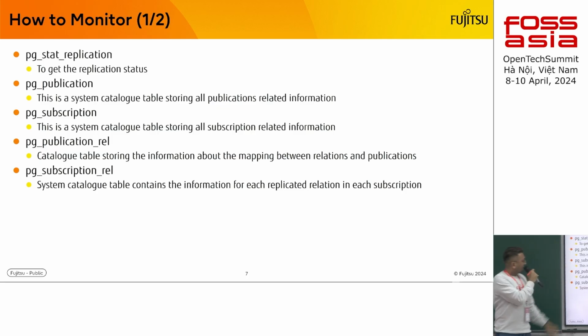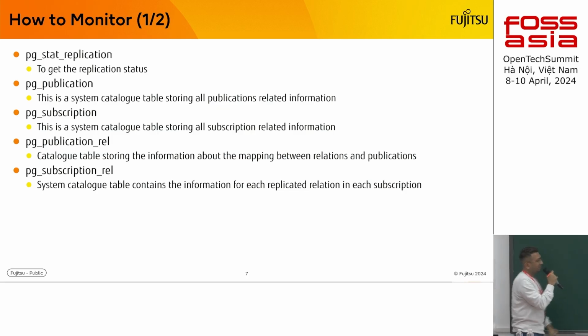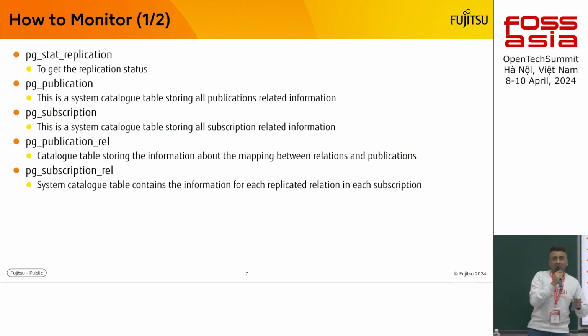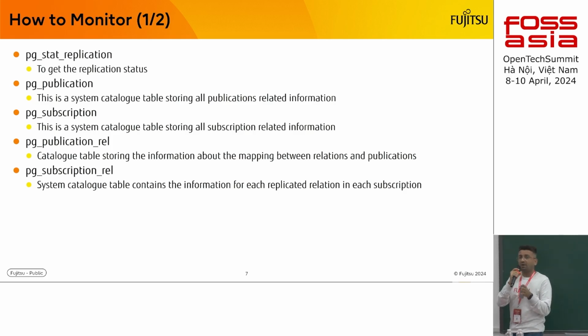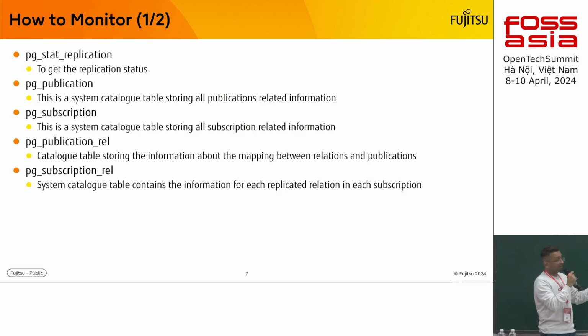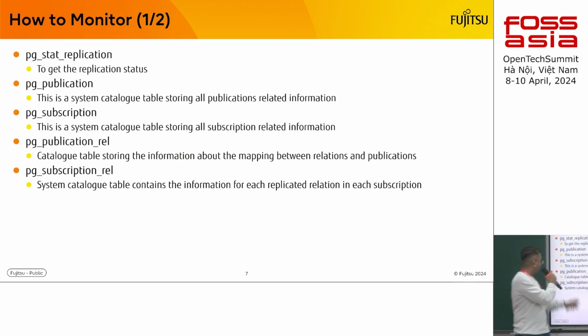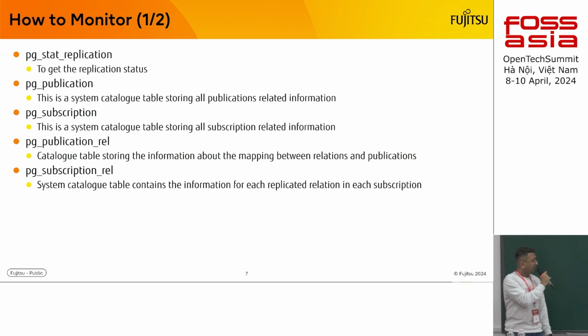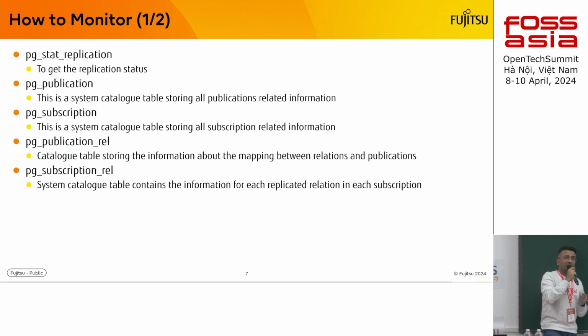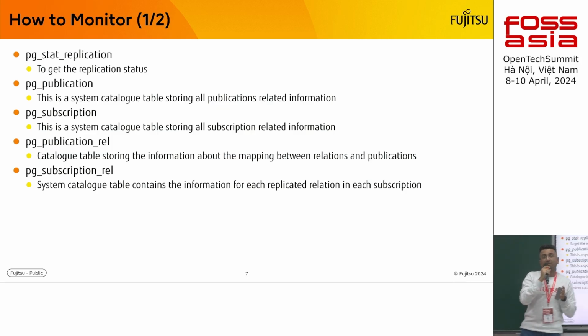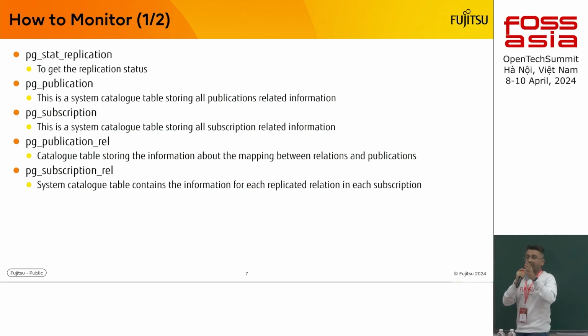pg_publication and pg_subscription. These are the system catalog tables which are responsible for providing information about subscriptions and publications. pg_publication_rel and pg_subscription_rel. These catalog tables are useful to provide information about the mapping between your tables and the respective publications and subscriptions.